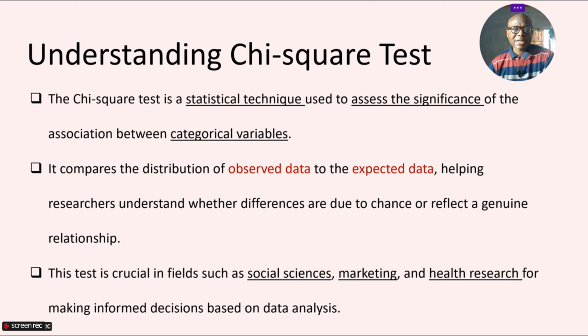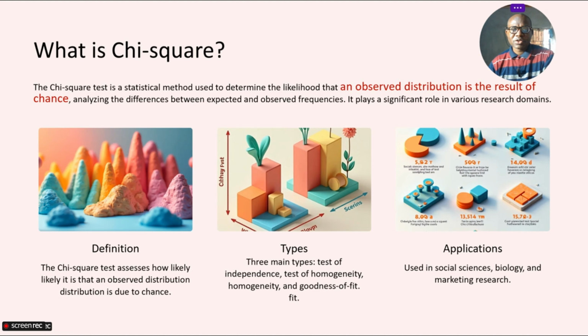So the chi-square statistic has found relevance in the fields of behavioral science, marketing, health research, and what have you. And it is very important too in decision making. So let's look at it closely, what it actually tries to achieve. Again, we say it's a statistical method among other statistical methods, okay? And the idea is to help us determine if an observed distribution is as a result of chance.